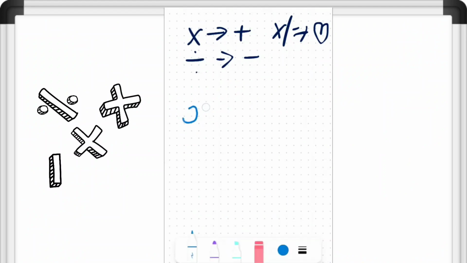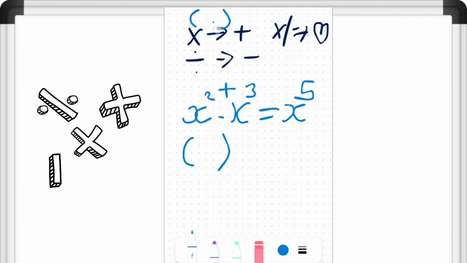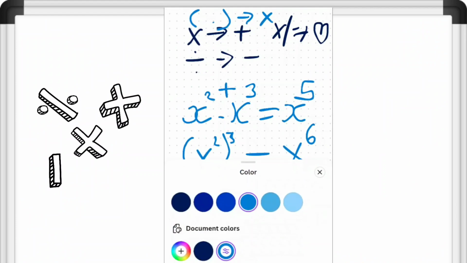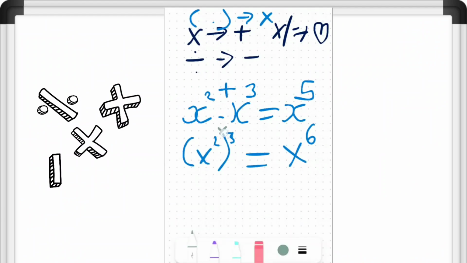So I have x squared times x to the power of 3. Again, multiplication, I have to plus them. So I'm going to have 2 plus 3, which gives me x to the power of 5. Next one, I have brackets. Now, when you see brackets, you need to remember you have to multiply the exponents. So I have x to the power of 2 on the inside and 3 on the outside. So in this case, my answer would be x to the power of 6 because I need to multiply the two.